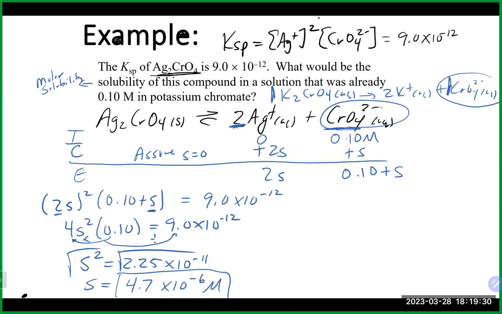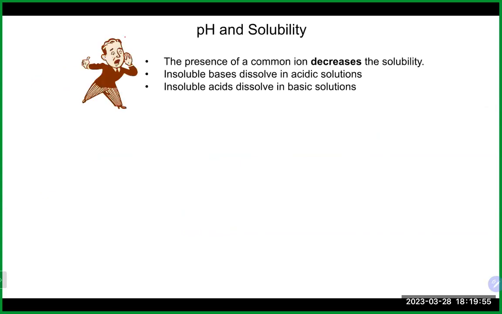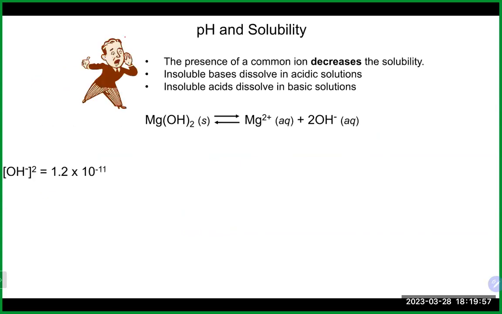Okay, so the presence of a common ion obviously will have an effect on the solubility of a salt. In this case, it will actually decrease the solubility of a salt. So there are several factors that can affect the solubility of salts. One of them is what we just talked about there, common ion. Another factor that can affect the solubility of a salt is actually pH.